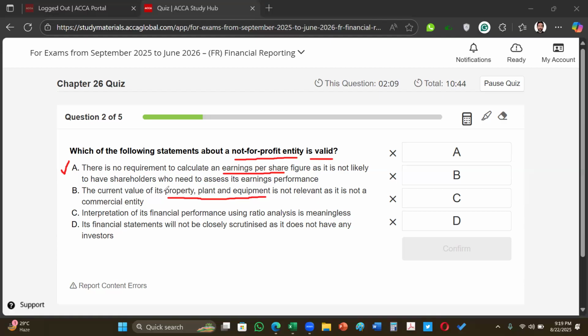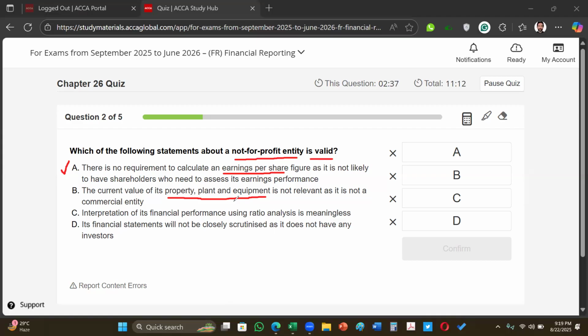Again, this is not correct. The not for profit entities have to be more vigilant. The issue is that when you're looking at a not for profit entity, they have limited resources. And the problem with their resources is that if they are spent, they stay spent. The money does not come back. Whereas in a profit making entity, if you spend money, you earn more.